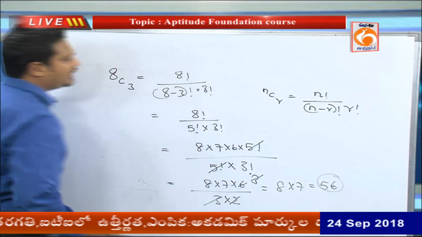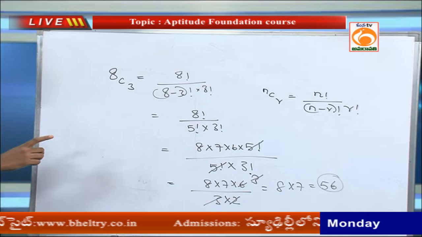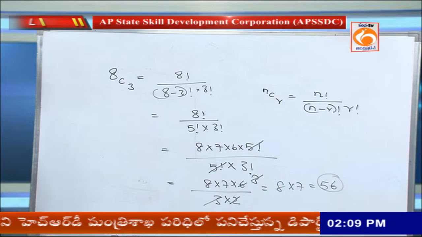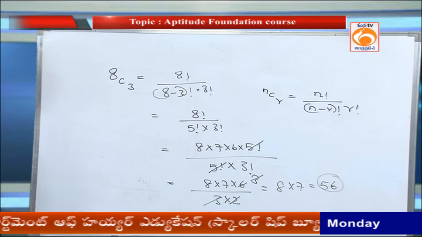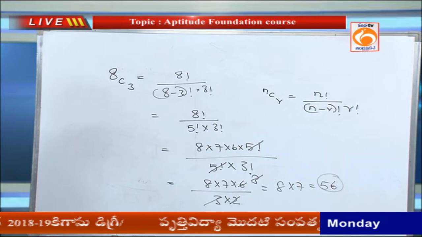I hope you understand this. I'll repeat this. 8C3: NCR is equal to N factorial by N minus R factorial into R factorial. So 8 factorial by 8 minus 3 factorial into 3 factorial, which is 8 factorial by 5 factorial into 3 factorial. In the next line, 8 into 7 into 6 into 5 factorial by 5 factorial into 3 factorial, whereas it is 8 into 7 into 6 by 3 into 2, which is 56. I hope this is easy for you. Let's see the next question.